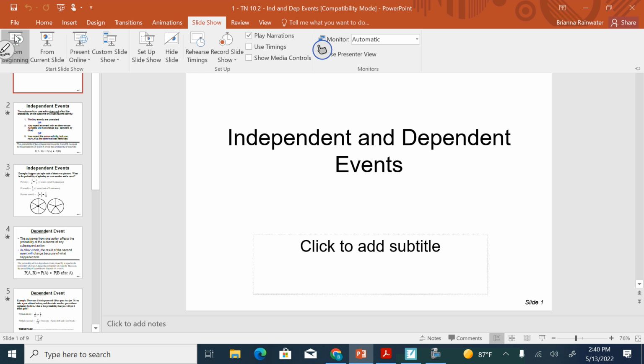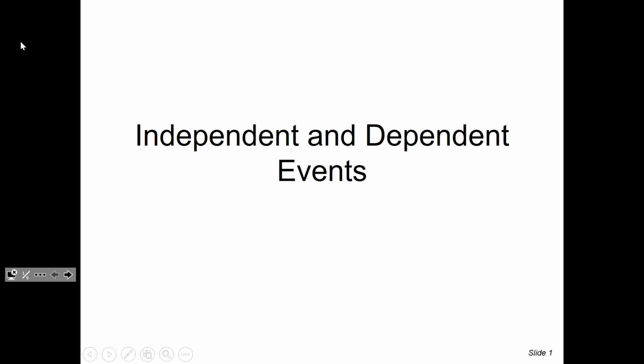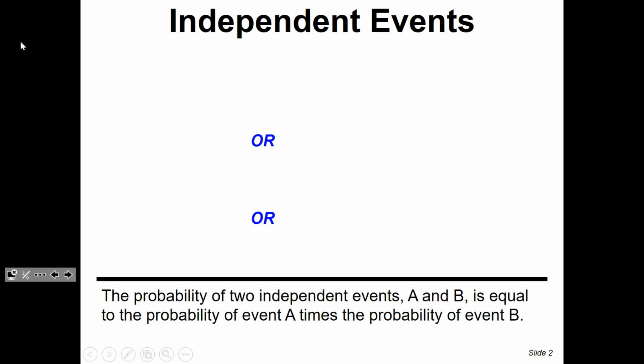For lesson 10.2, we're going to be talking about independent and dependent events. We should know what independent and dependent are back from Algebra 1. Today we're going to be talking about how these events can affect probability of things.